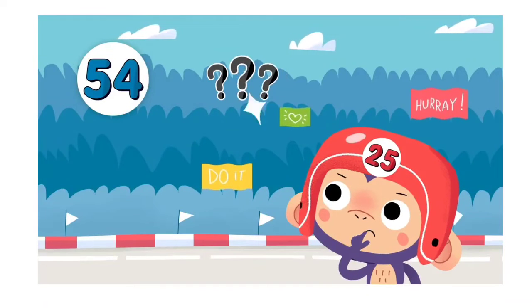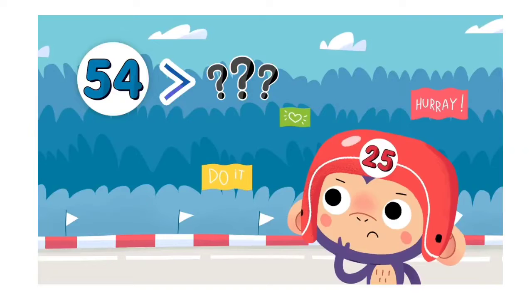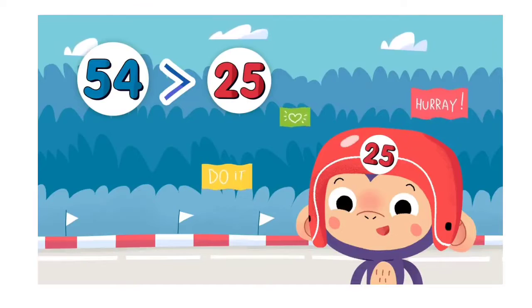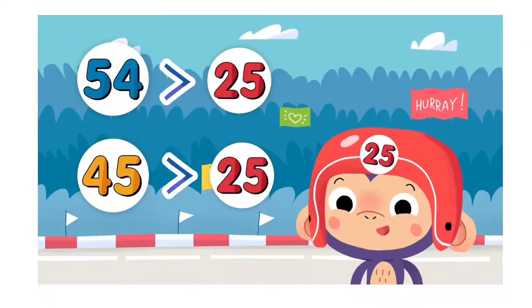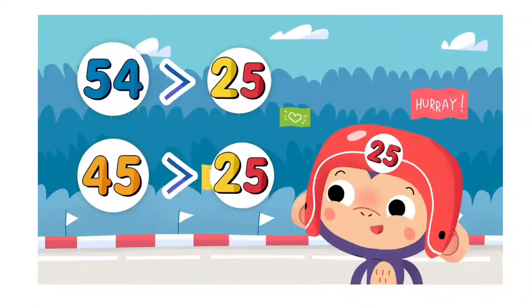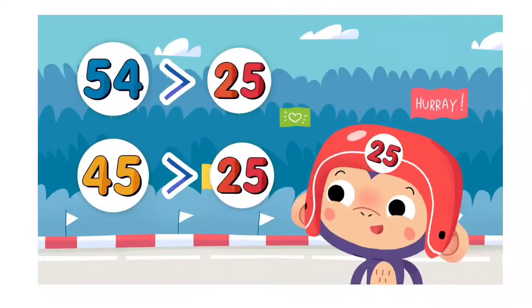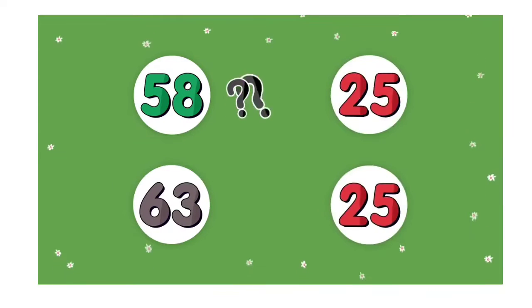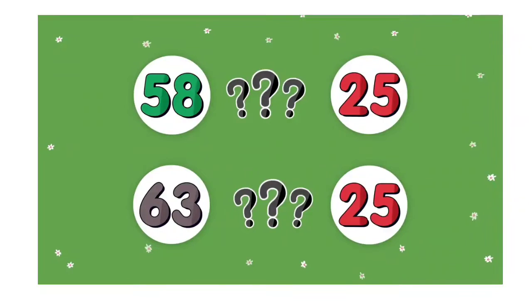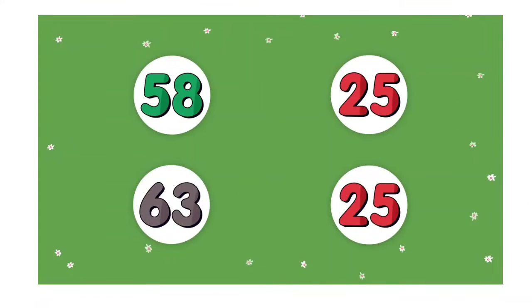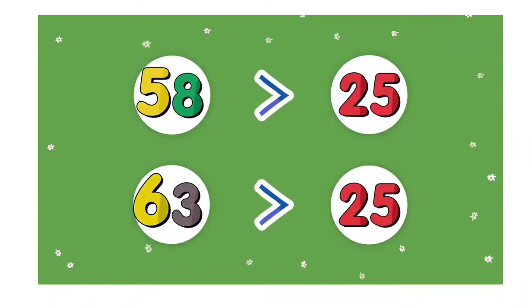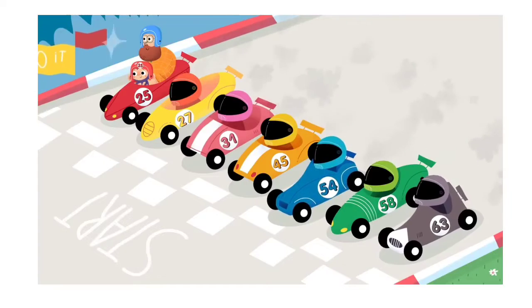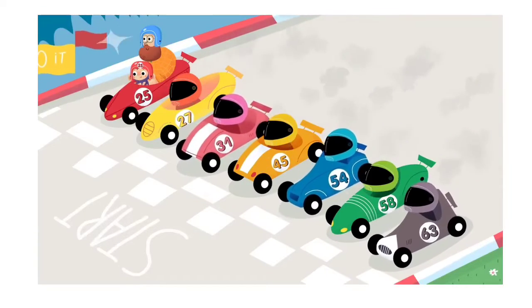Do you see another number that is less than 54? Yes, 25 is less than 54. It's less than 45 too, because number 25 only has a 2 in the tens place. There are 2 more cars. Are the numbers greater than or less than 25? It looks like they both have bigger numbers in the tens place, so they are both greater than 25. Remember, look left and compare the tens place first.